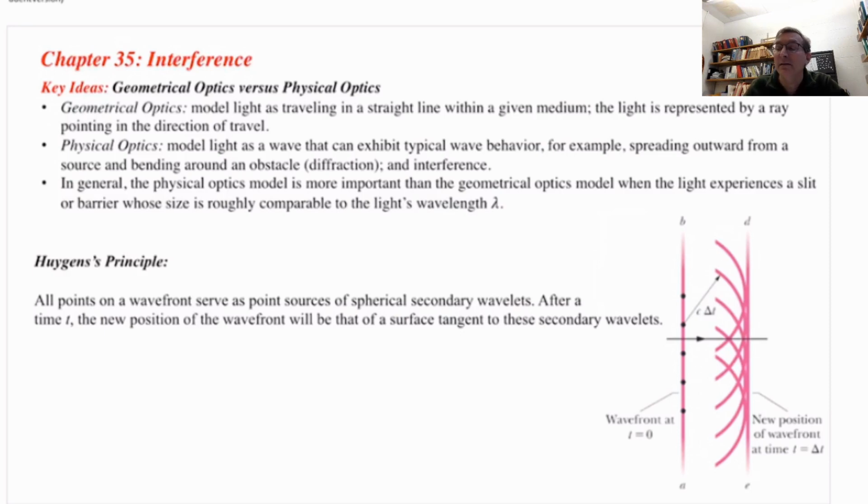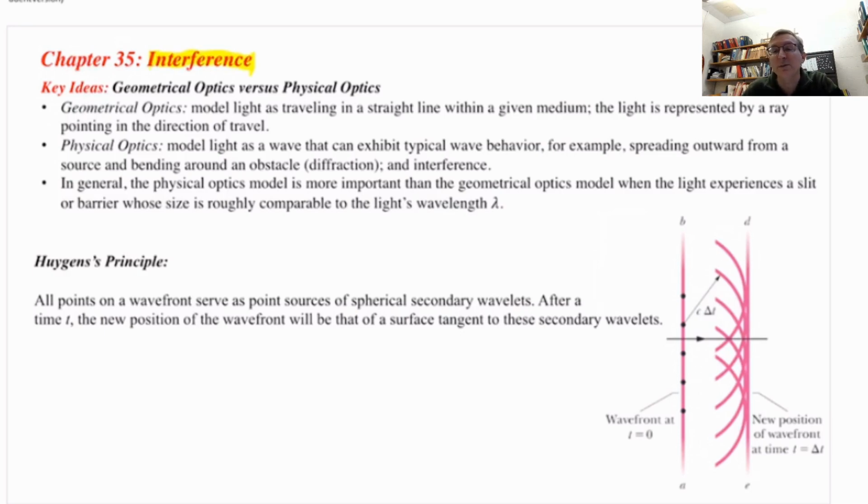Namely, it's a quintessentially wave-like behavior where two or more waves are combined at a single point and you get what's called interference. So chapter 35 is all about the interference, specifically of light waves.